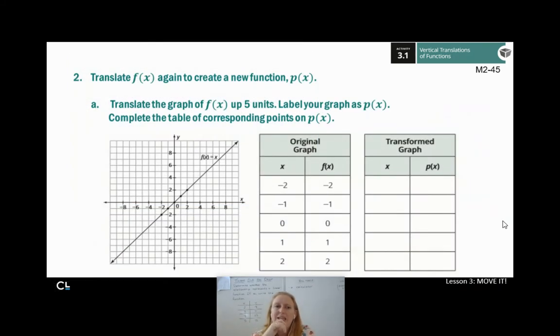All right. Let's do this again. Translate f of x again to create a new function p of x, all right? I want you to translate the graph of f of x up 5 units, and you're going to label the new guy p of x. And once you've translated up 5 units, you're going to put your new points on your graph, all right? Hit pause, work this out, and then hit play when you're ready to check your work.